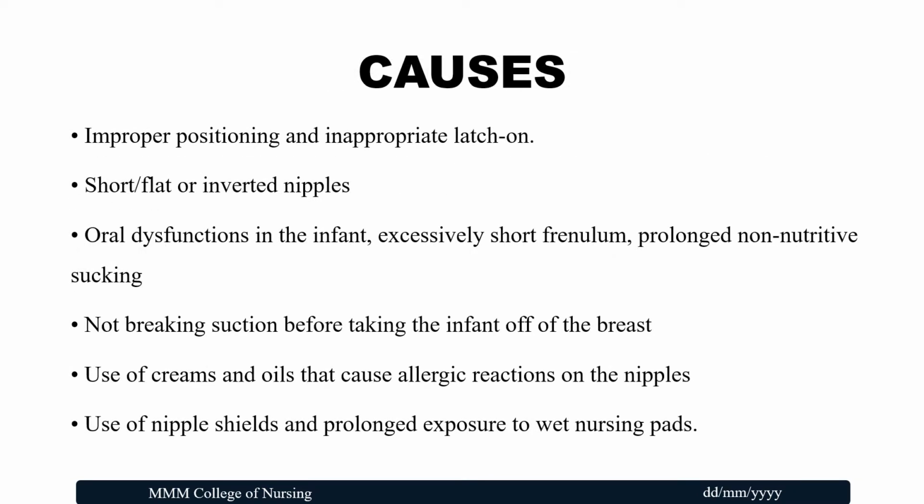What are the causes of cracked nipple? Improper positioning and inappropriate latch on. If the mother has an inverted, short or flat nipple, or if the baby has any oral dysfunction, excessively short frenulum, prolonged non-nutritive sucking, not breaking suction before taking the infant off the breast, if the mother is using any cream or oils that cause an allergic reaction to the nipples, use of a nipple shield, and prolonged exposure to wet nursing pads. These are the causes of cracked nipples.